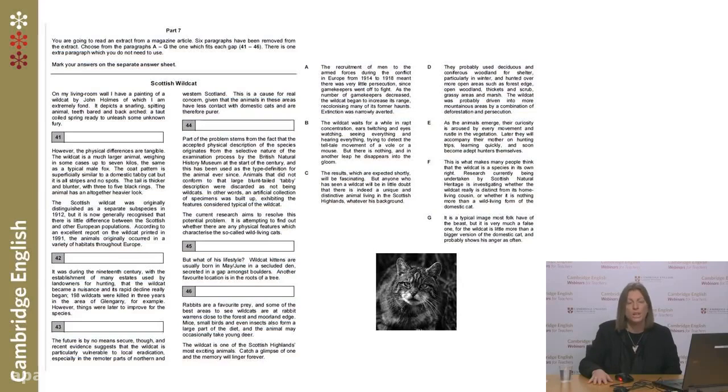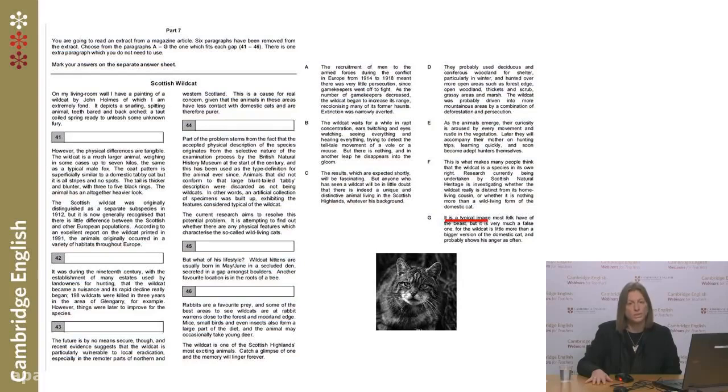So for example, you could ask students if they can find anything in the options that refers to what a wildcat looks like. As you can see on your handouts, the link is "It is a typical image" at the start of option G. So, there is a lexical link between the first paragraph and option G.